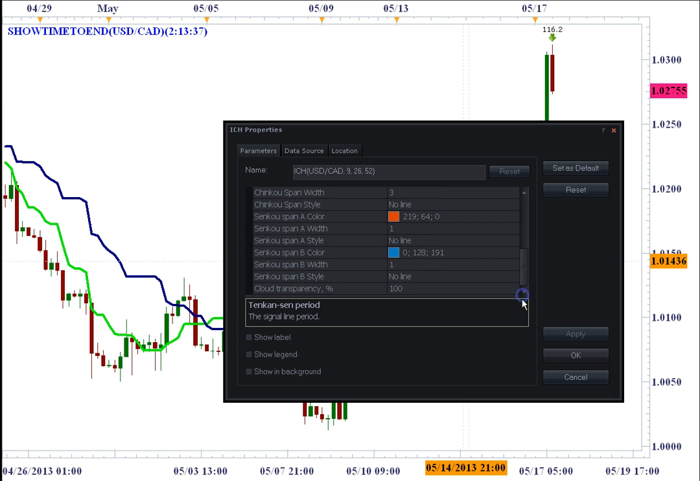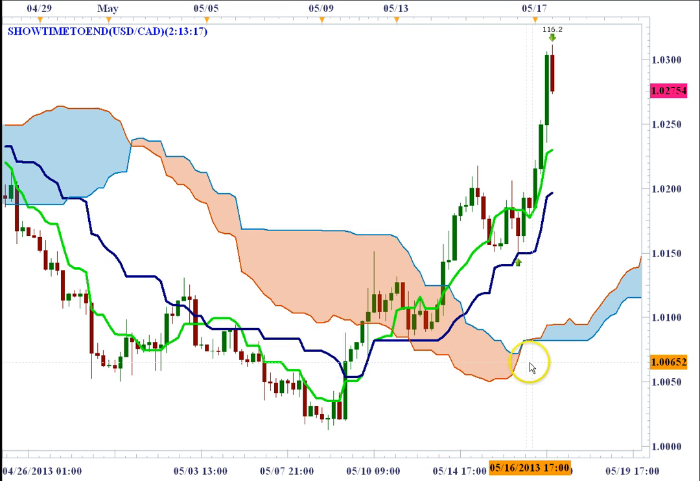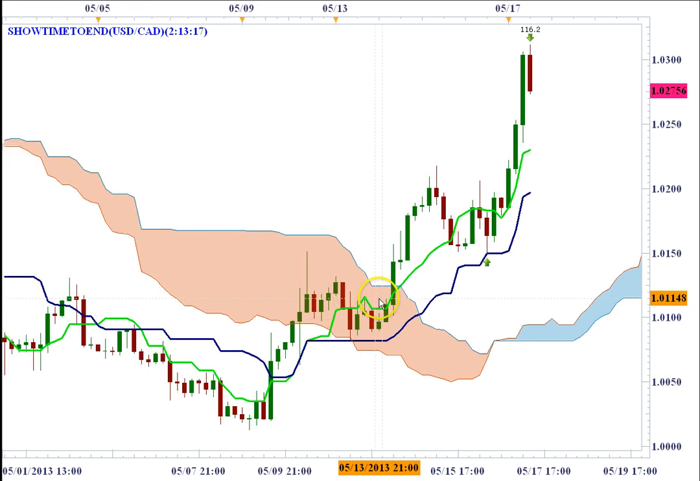So now let's color the cloud in. So we got that, and we put Chikou Span A back in there, solid line, and we color it back in. We'll make it 70%, and then we apply that. And there you go. Almost all the components of the Ichimoku system are here. So now you see the cloud. Now everything's starting to show itself to you.